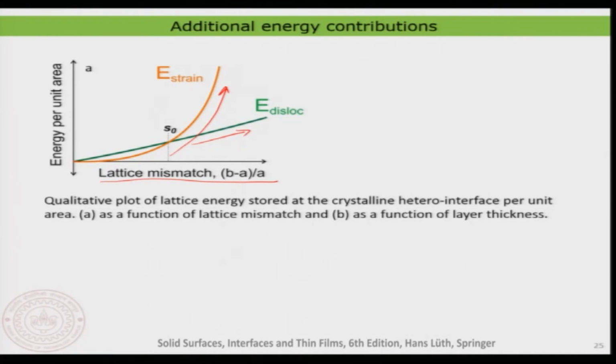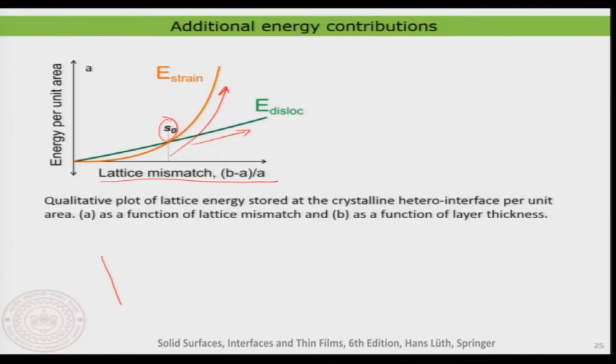Now something interesting happens at this point called S0, which is some kind of a critical value of strain above which the adsorbate layer is not getting relaxed at the interface; instead it starts to tilt or rotate. So that is something interesting. That means if the strain at the interface is very high, the atoms in the adsorbate lattice will not just relax. The point is very simple.